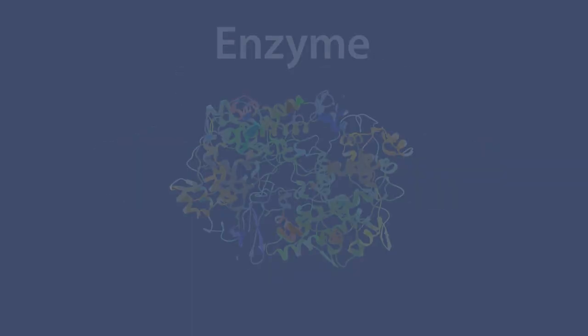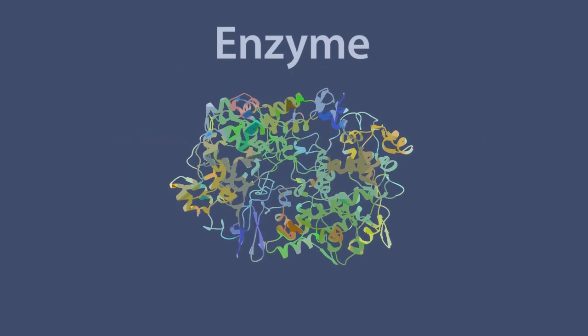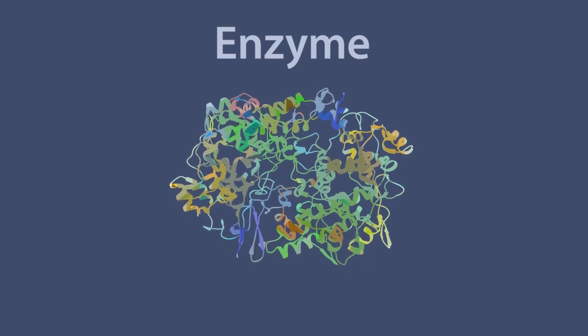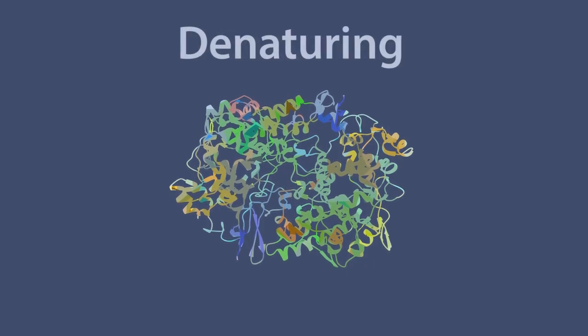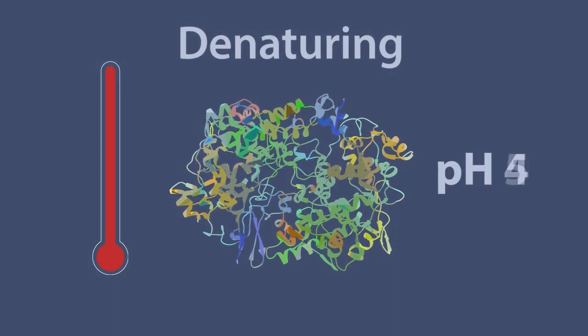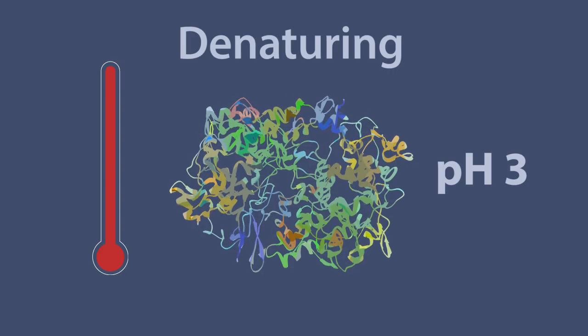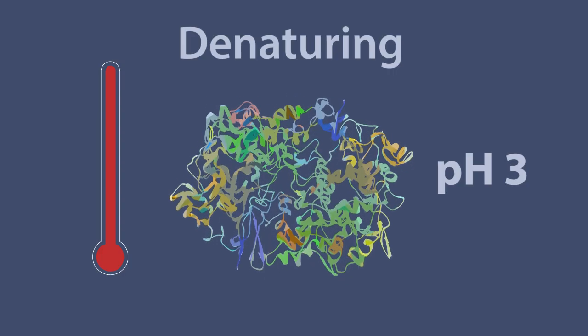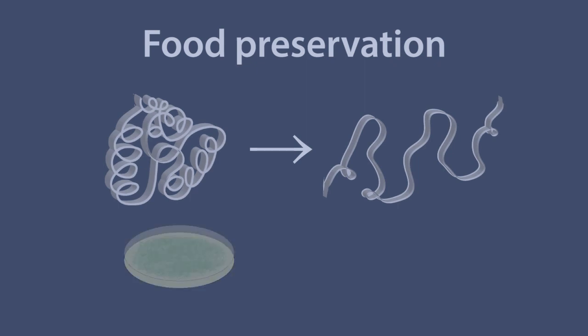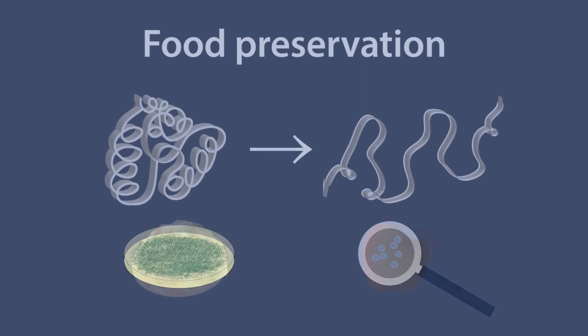In summary, enzymes are protein molecules folded in a special way to catalyze specific reactions in living cells. Denaturing, caused by changes in temperature, solvent, or ionic environment, is the process by which their shape, and therefore their activity, is lost. Most methods of food preservation work by denaturing the enzymes in the mold and the bacteria that cause food to go bad.